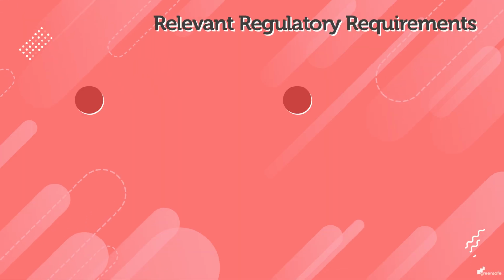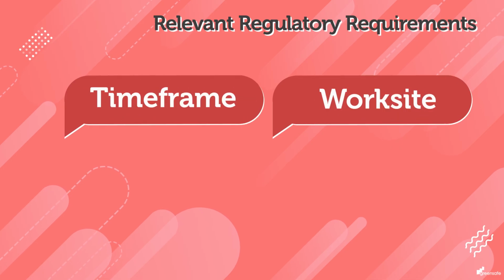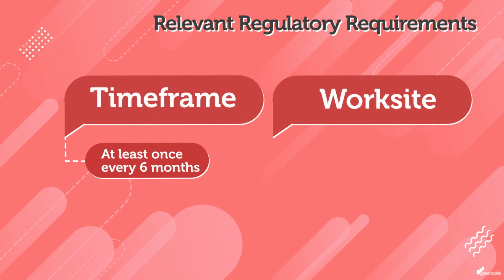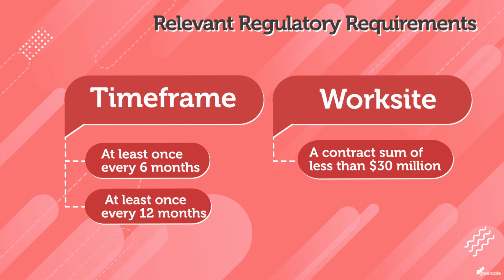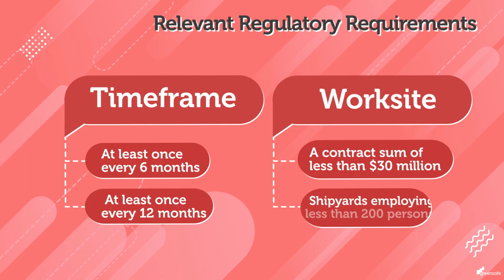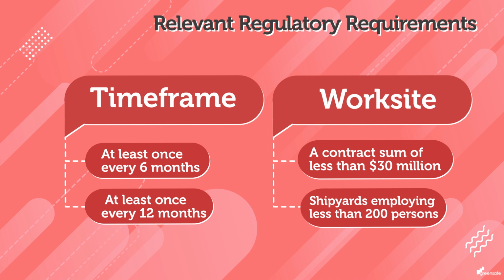Finally, the current regulations require management reviews at least once every 6 months for work sites with a contract sum of less than $30 million, and at least once every 12 months for shipyards in which less than 200 persons are employed.